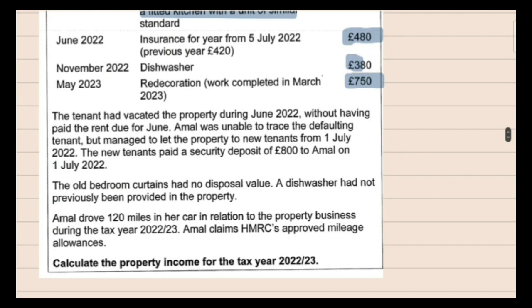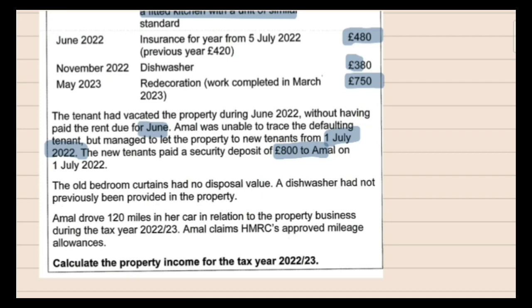The tenant had vacated the property during June 22 without having paid the rent due for June, so he has not paid 1 month's rent. Amal was unable to trace the defaulting tenant but managed to let the property to a new tenant from 1st July 22. So 1st July 22 से इसने फिर let out कर दी property. The new tenant paid a security deposit of 800 to Amal. This security deposit is not included in your income because it is generally refundable.